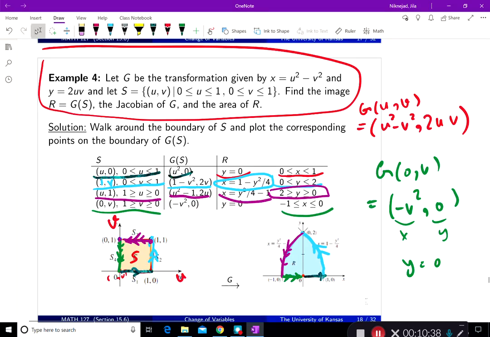So we figured out all the bounds, and then it's safe to assume that what is inside here will go inside there. So every point in S, when under G, so any u and v in here under G will land in here. That would be the image of S entirely. That is, this entire thing is G of S.